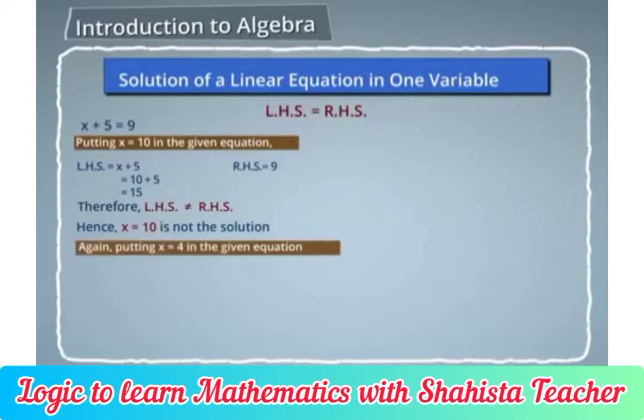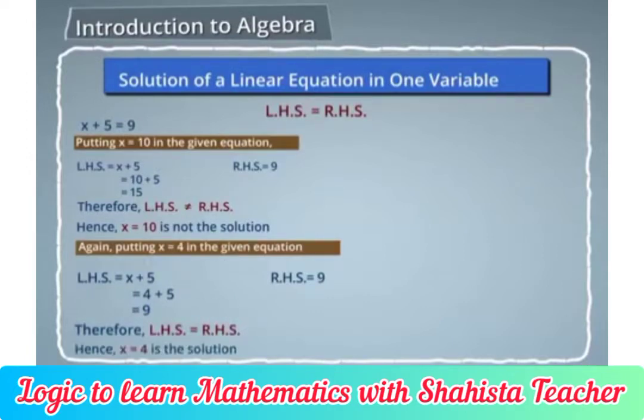Again, putting x = 4 in the same given equation, x + 5 is LHS and RHS is 9. In the place of x we will put 4. So 4 + 5 is 9. Now the condition is satisfied, LHS is equal to RHS after taking 4. Therefore, x = 4 is the solution of the equation. Is that clear, my dear students? So simple and easy to understand.